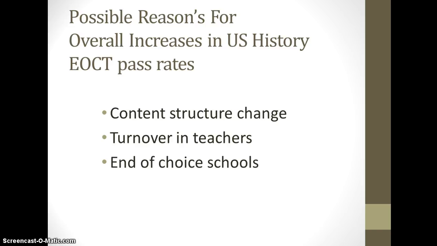So possible reasons for the overall increases in the EOCT pass rates. I kind of break it down into three things. The first is content structure change, turnover in teachers, and the end of choice school. The first conclusion that we can make is that the U.S. history content structure has become much more organized over the past 4 or 5 years. The current U.S. history structure is in a 5-domain system that flows very well. All the domains have aligned as well as created tests from released EOCT questions that better prepare the students for the end of course test, the EOCT.